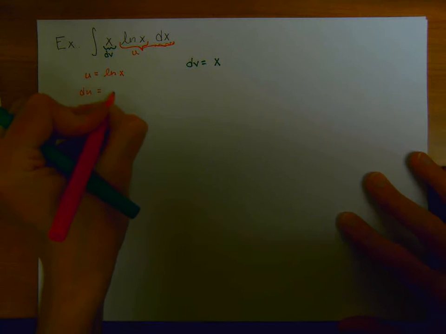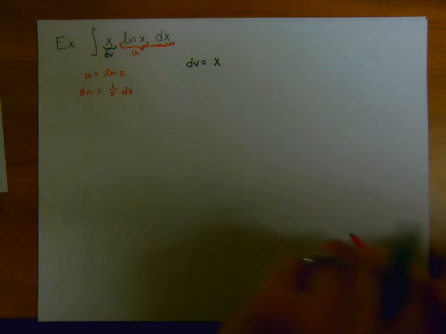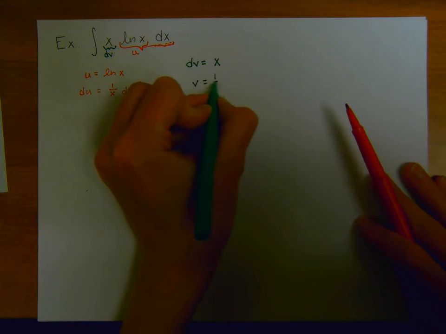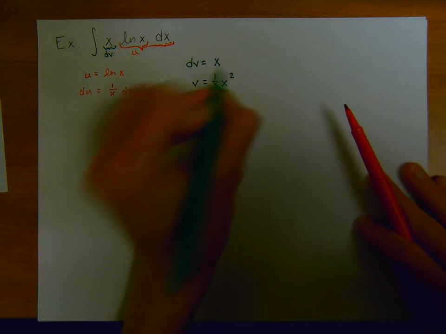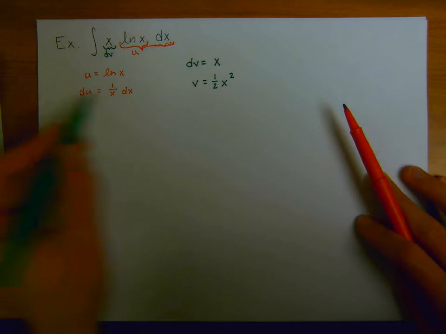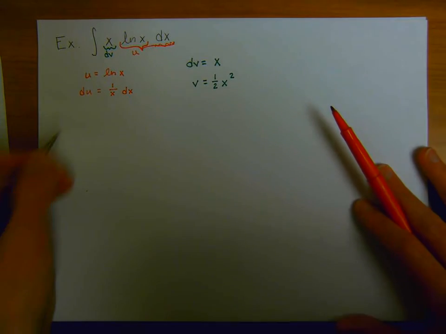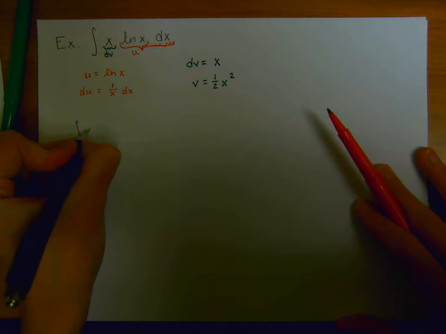I take the derivative of u, the derivative of natural log is 1 over x dx. The antiderivative of x is 1/2 x squared. Again, I'm taking the derivative here and I'm taking the antiderivative here. And now I have all of the pieces to be able to do integration by parts.